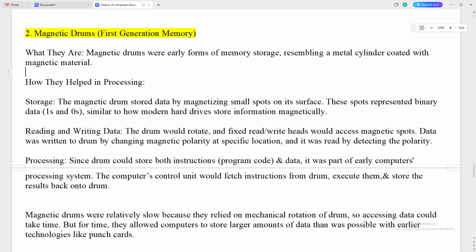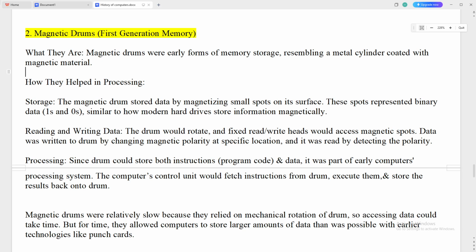Okay, now reading and writing data: the drum would rotate and fixed read-write heads would access magnetic spots. Data was written to the drum by changing magnetic polarity at a specific location, and it was read by detecting the polarity. Now processing: since the drum could store both instruction program code and data, it was part of the earlier computers' processing system. The computer control unit would fetch instructions from the drum, execute them, and store the result back onto the drum.